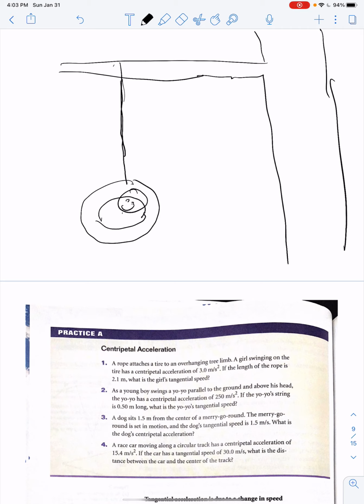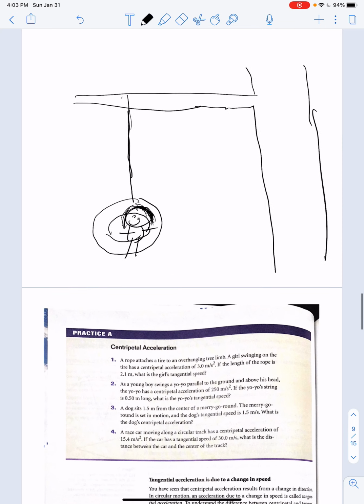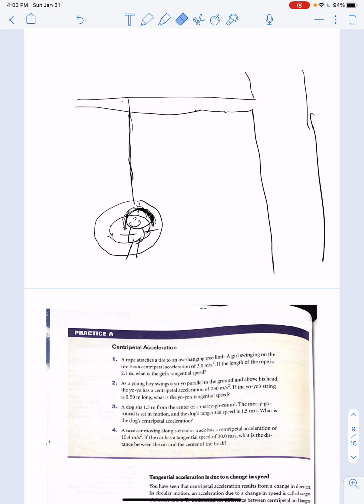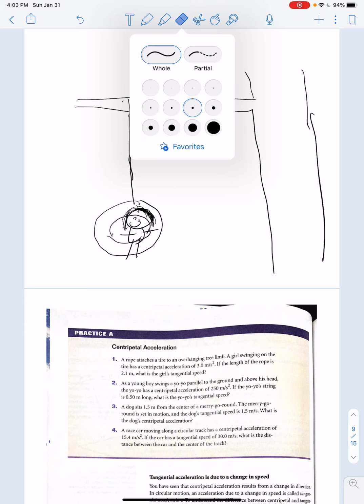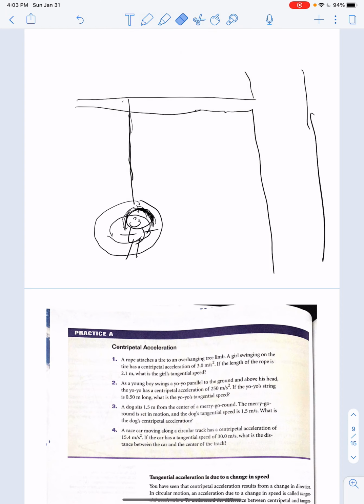I don't know if I can draw the person, but I'll try. That's kind of terrible, but all right. You get the idea. And they are swinging in circular motion. Let me try and draw a little bit better. I erased too much. Okay. All right, that's a little bit better.